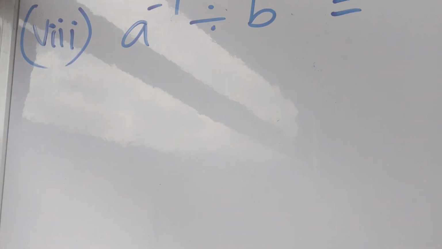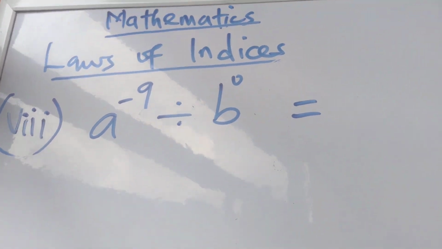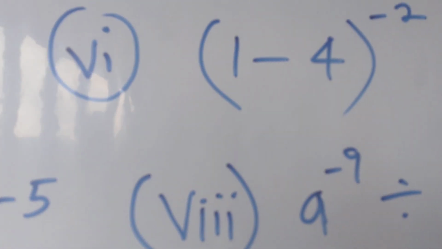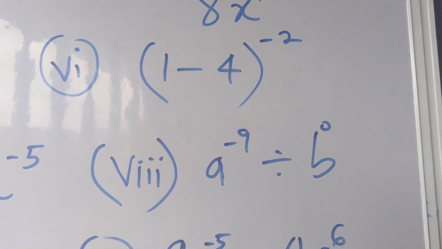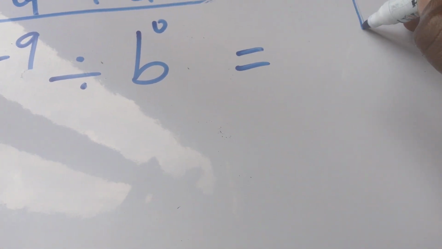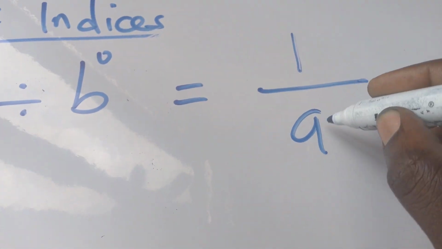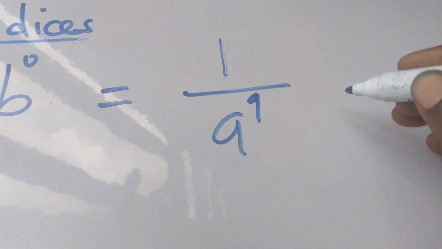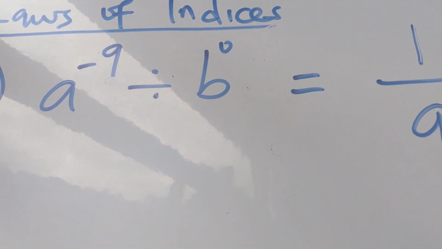The next question is a raised to power minus 9 divided by b raised to power 0, as Roman figure 8. A raised to power minus 9 is the same thing as the reciprocal of a raised to power 9, divided by b raised to power 0, which is 1.